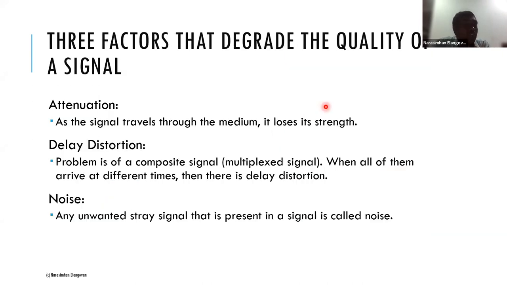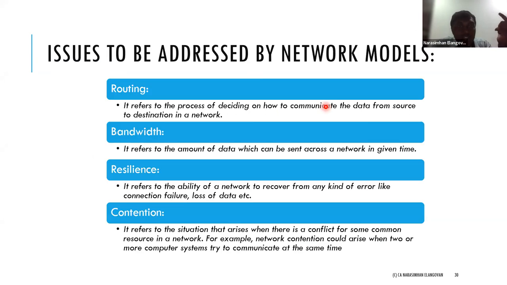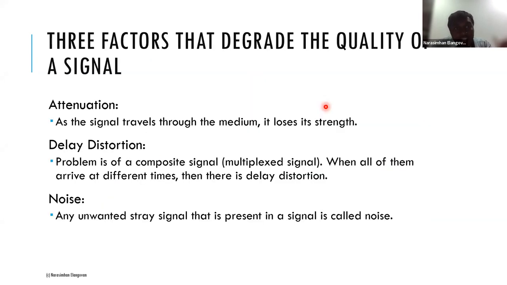Now, these are the factors which a network has to address. These are the factors that can impact the quality of a signal. And these are your MCQ options. Something which is not here is your answer in the exam.